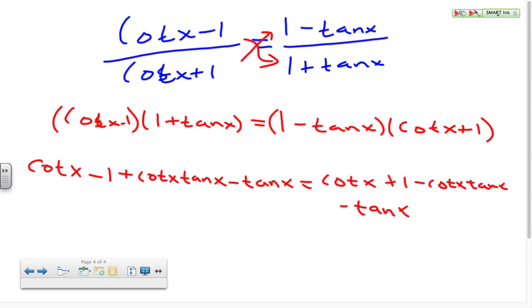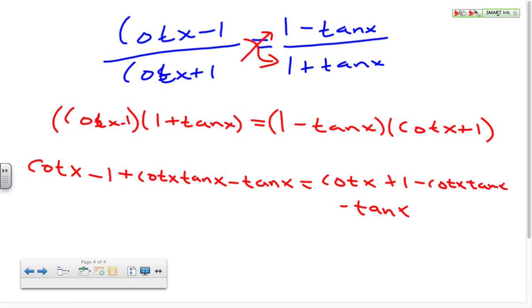So, a couple of things I want to note here. I think I wrote this somewhere. Oh, okay, no, I have.